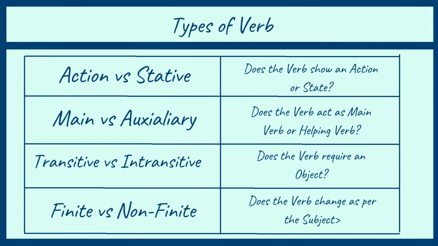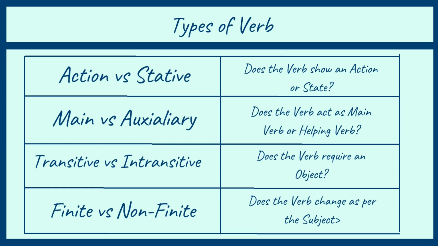So we have learned the four types of verbs now. Let's quickly revise what we learned in this lesson. We understood the four classifications of verbs. Number 1, action verb versus stative verb. Does the verb show an action or state? Number 2, main versus auxiliary. Does the verb act as the main verb or helping verb?